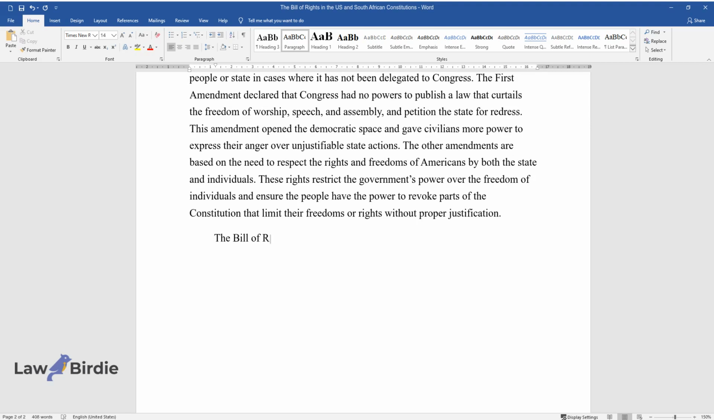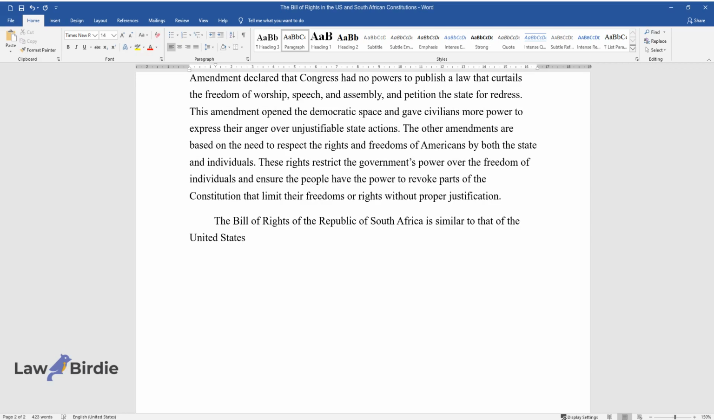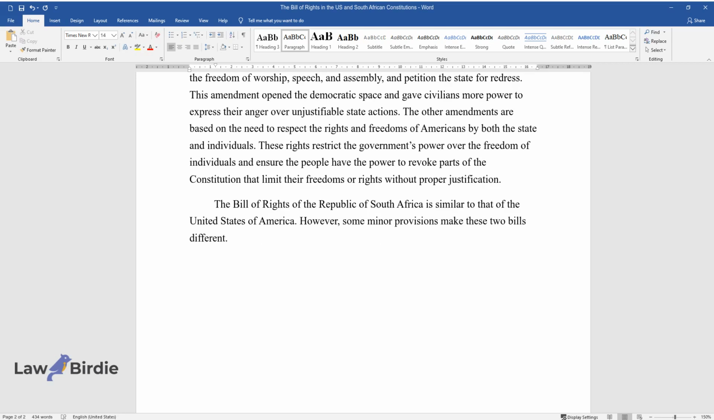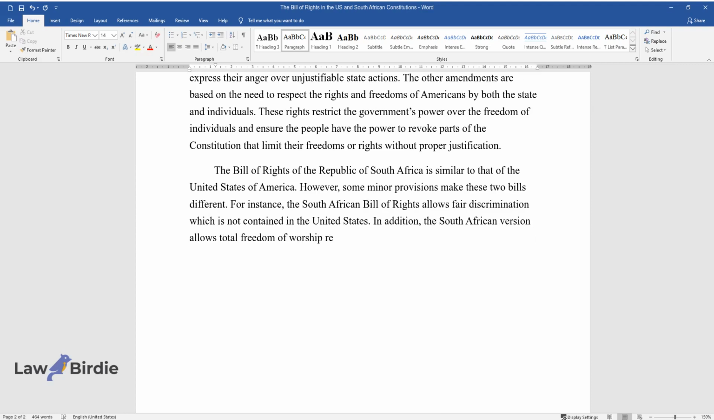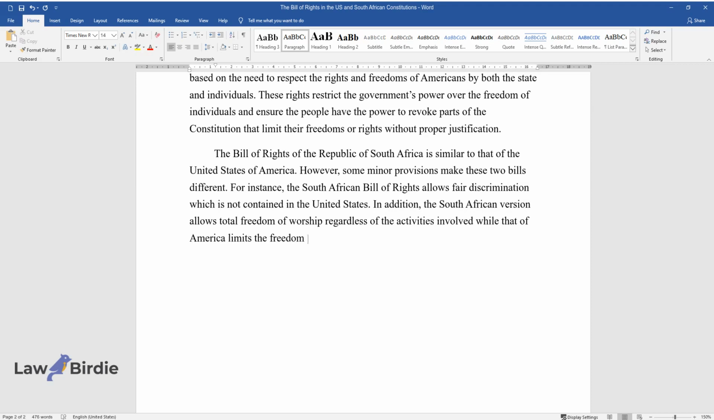The Bill of Rights of the Republic of South Africa is similar to that of the United States of America. However, some minor provisions make these two bills different. For instance, the South African Bill of Rights allows fair discrimination, which is not contained in the United States. In addition, the South African version allows total freedom of worship regardless of the activities involved, while that of America limits the freedom of worship to reasonable practices and beliefs.